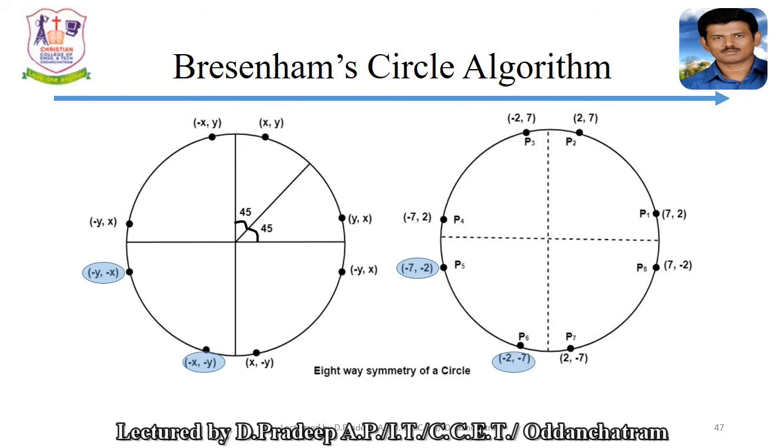In the same way, in the third quadrant we get minus 7 comma minus 2 and minus 2 comma minus 7. In the fourth quadrant we get 2 comma minus 7 and 7 comma minus 2. So if we find one particular boundary point of the circle, we get the other 7 boundary points. In this manner, if we find all the boundary points of a particular octant, we can achieve the remaining boundary points. So we only have to find 1 by 8 of the circle boundary. We save almost 85% of the computational time.